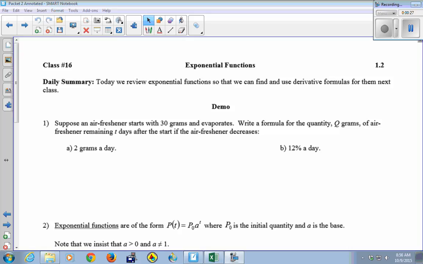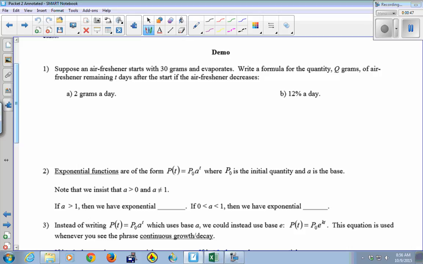Okay, so suppose an air freshener starts with 30 grams and it evaporates. So I'm going to write a formula for the quantity, Q grams of air freshener remaining T days after the start if the air freshener decreases by 2 grams per day. Somebody help me write a formula, Q in terms of T, if you start with 30 grams and lose 2 grams per day. 30 minus 2. You got it. So Q, the quantity: start with 30, subtract 2 grams each day for T days. What kind of function is that? Linear. Good.